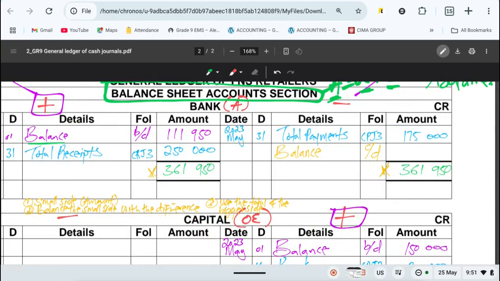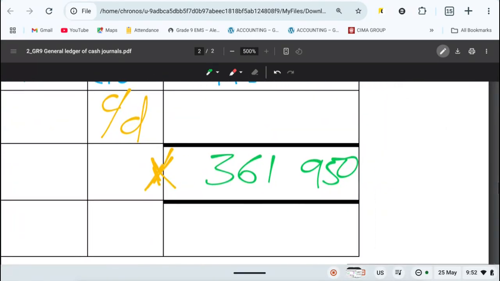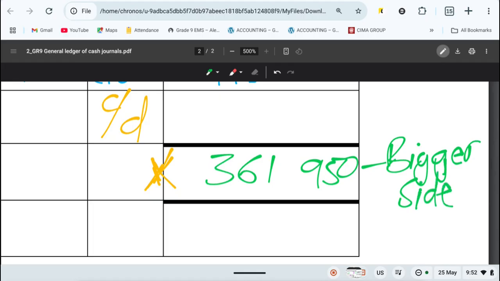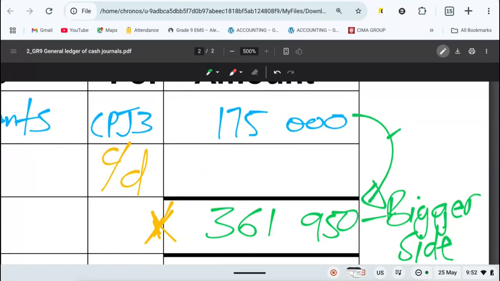So it's 3. You see, I took the total of the bigger side, so let me write it here. This is the total of the bigger side. Use the total of the bigger side here. Okay, bigger side. And then what do I do? I find the difference. I think I should have made this step number 3. The difference again. So it's the difference here. You subtract. What is the difference? So I'm going to minus 175,000 from 361.